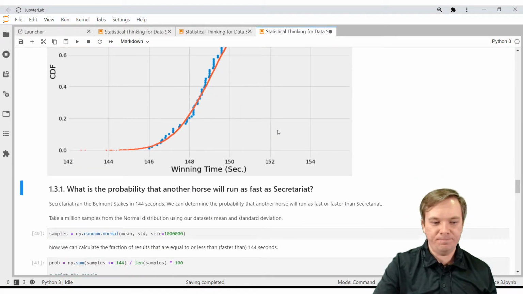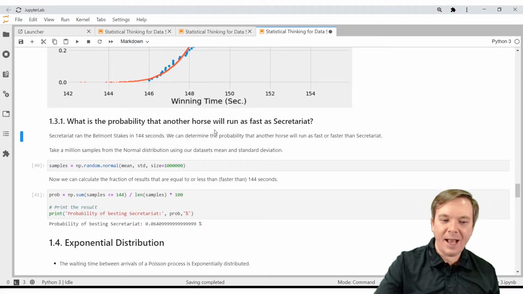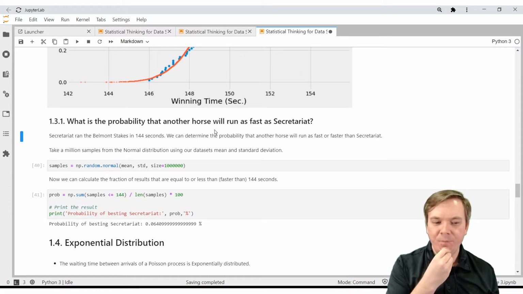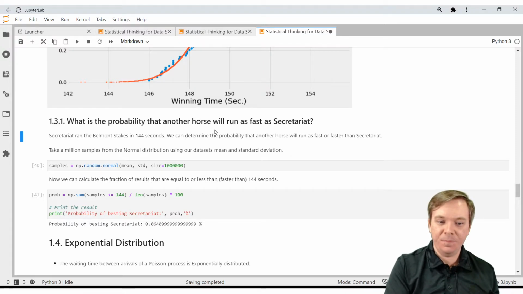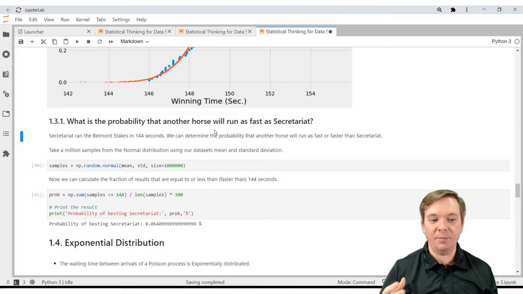it certainly looks like, generally speaking, it's a normal distribution. So let's ask another question here. What's the probability that another horse will run as fast as Secretariat? Secretariat is a very famous horse that ran the Belmont Stakes in 144 seconds. Basically, it's the fastest time that we have on record.